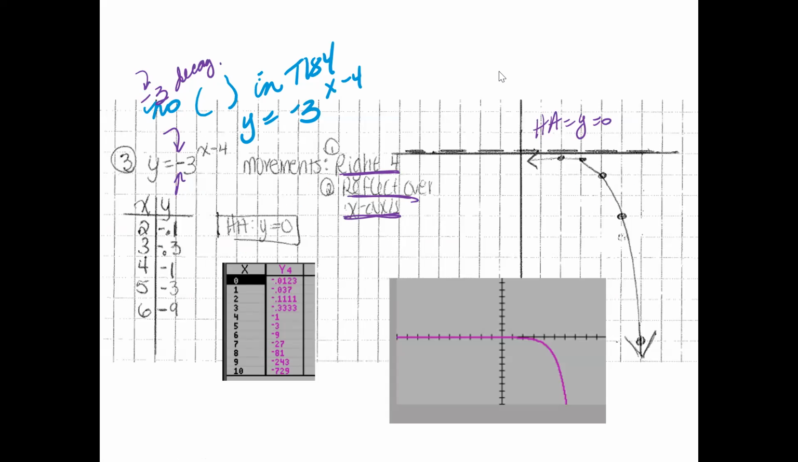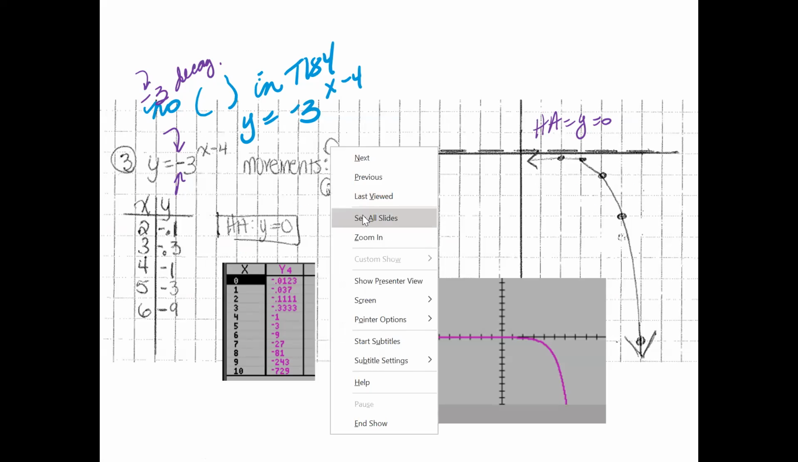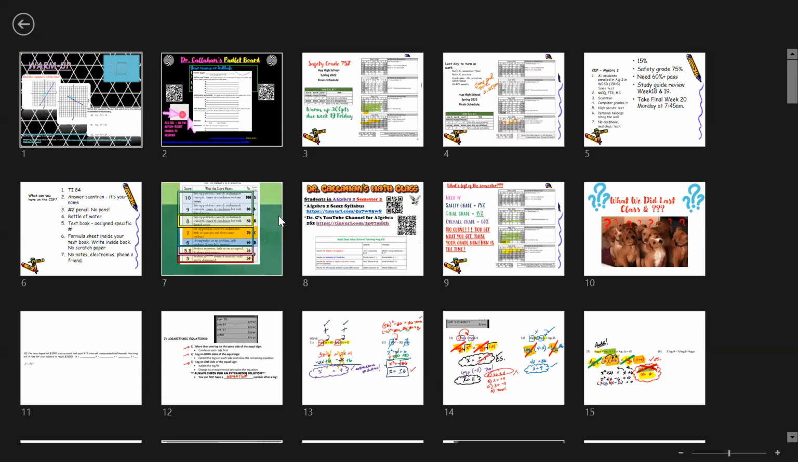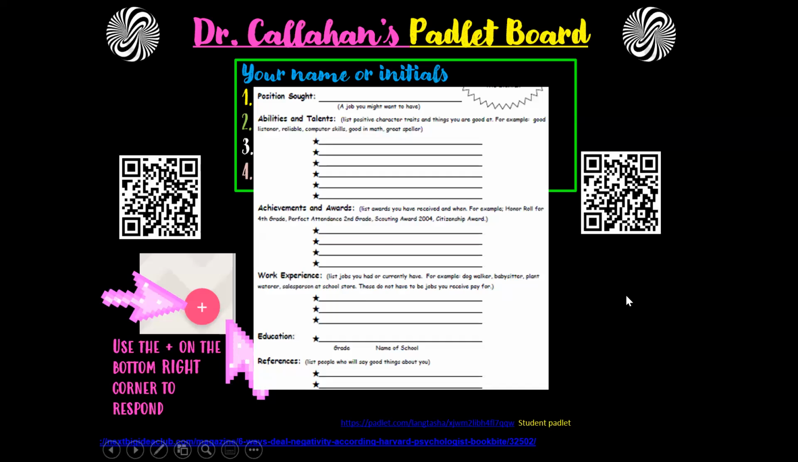All right, actually, that is about it, you guys. The very last part of what I want you to work on is your exit ticket, and your exit ticket is going to be right here on this QR code, which you want to get to. I have these questions right here. It's kind of like a job with your resume, and so you can pick any 3 things to write about, whether it's ability, talent, achievement, work experience, educational references, go ahead and list 3 things for your exit ticket on the Padlet board.